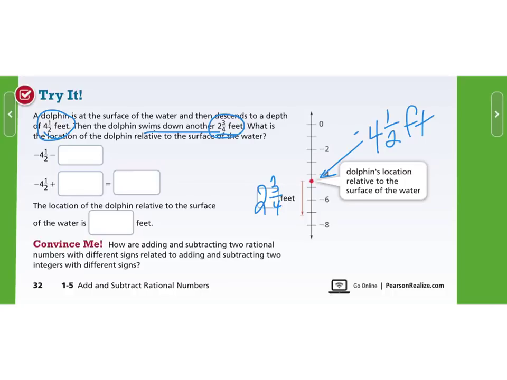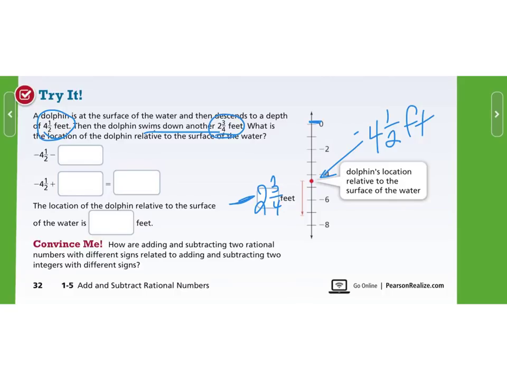To help you get started, I've made a point of showing you where negative 4 1/2 feet would be on the number line. Remember, that's the dolphin's location relative to the surface of the water, and the surface of the water would be up here at 0. Okay, and then it tells us that the dolphin swims down another 2 and 3/4 feet. So this is actually going to be a negative 2 and 3/4 feet.